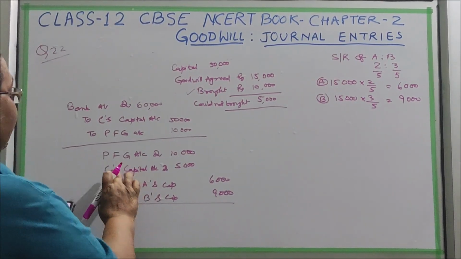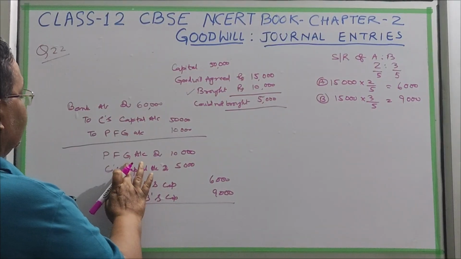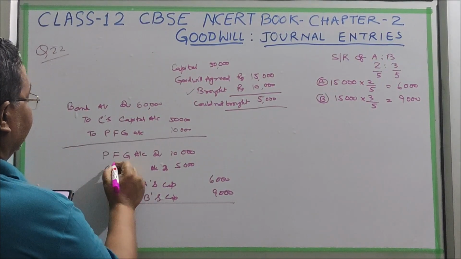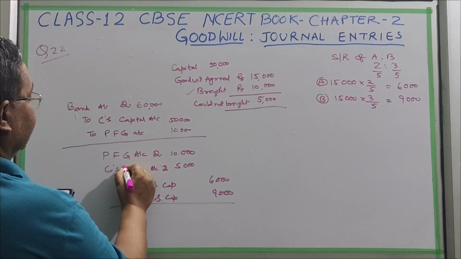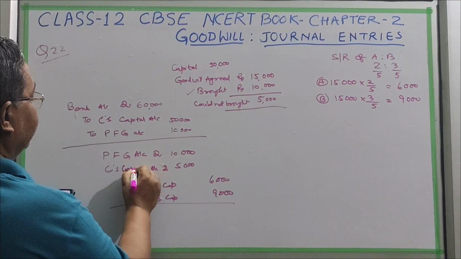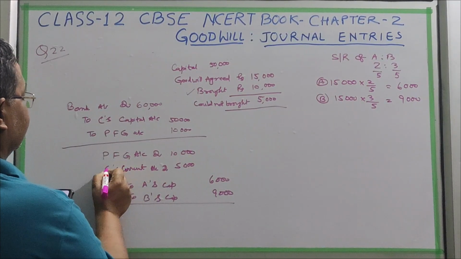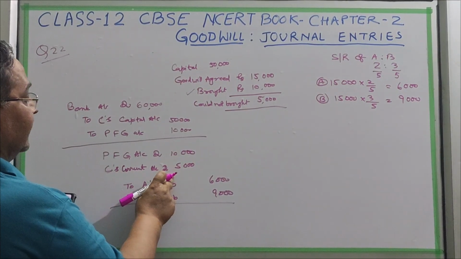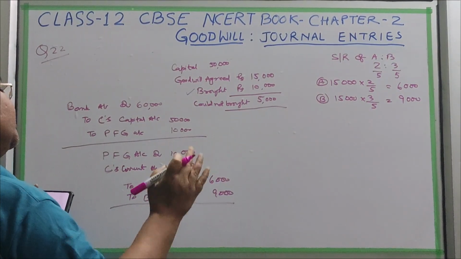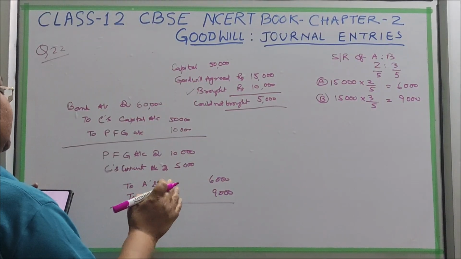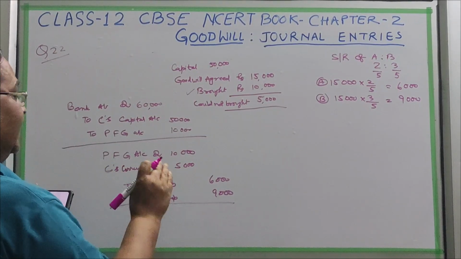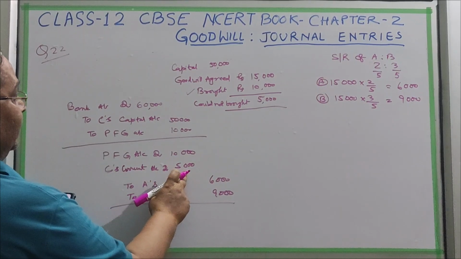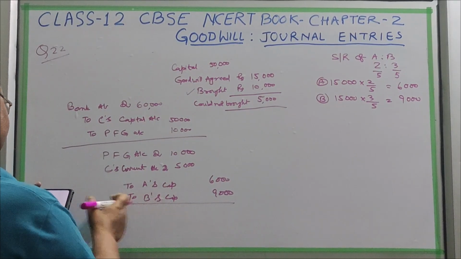So here, instead of C's capital account, you debit C's current account. Because in the question nothing is given, you debit the current account. C's current account, because the capital account need not be touched. So whatever money C could not give, his current account will be debited, and in future out of the profit, C will gradually deposit this amount in his account. So C's current account will be debited and A and B will get their share.